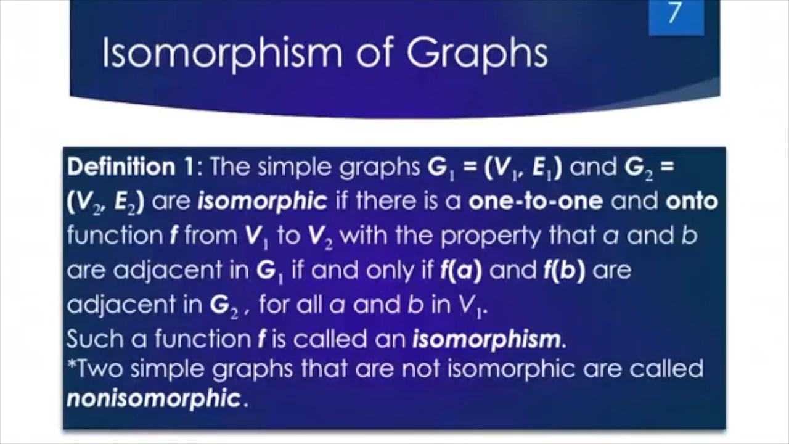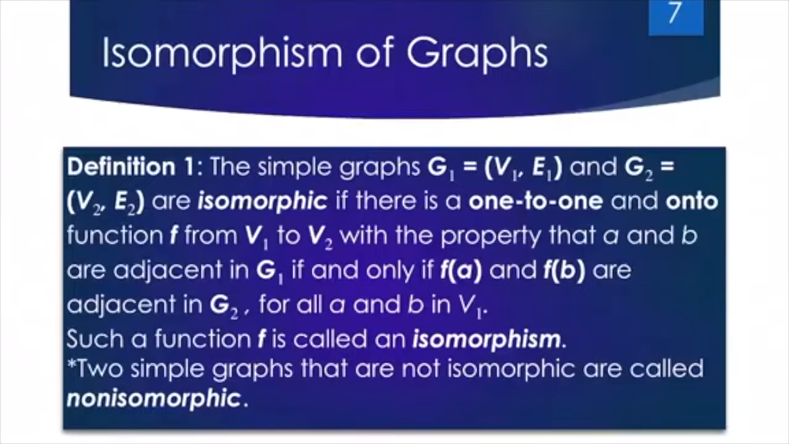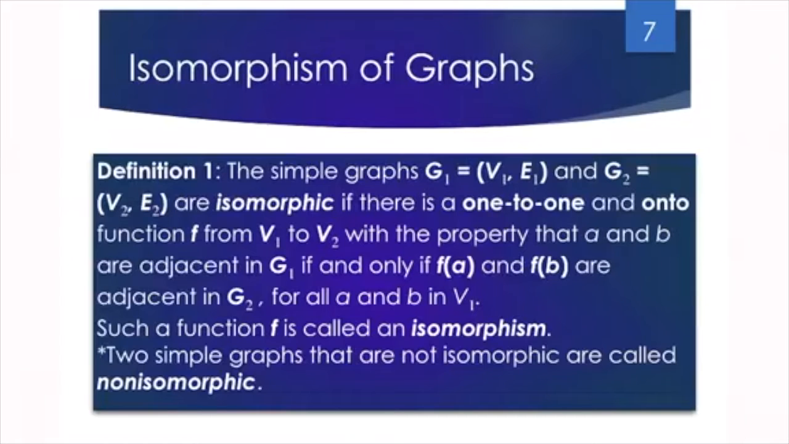So now let us take a formal definition of isomorphism. The simple graphs G1 and G2 are isomorphic if there exists a one-to-one and onto function f from V1 to V2 with the property that a and b are adjacent in G1 if and only if f(a) and f(b) are adjacent in G2, so it preserves adjacency and non-adjacency. Such a function f is called an isomorphism. That was the mathematical definition of isomorphism.